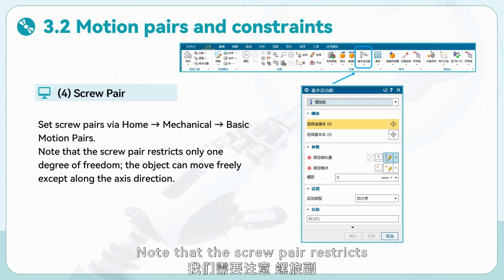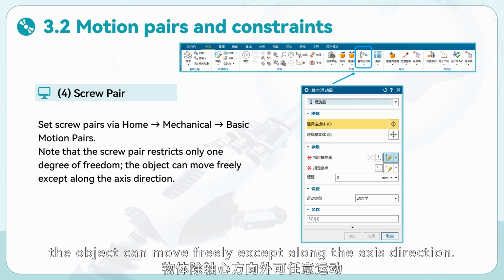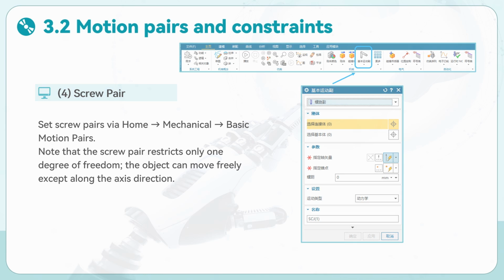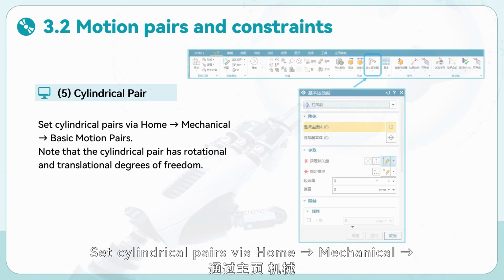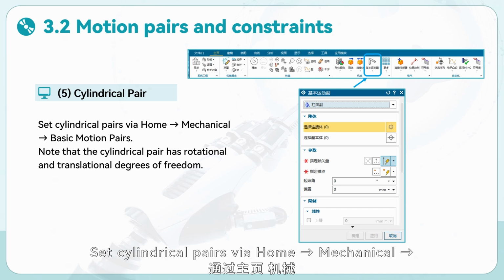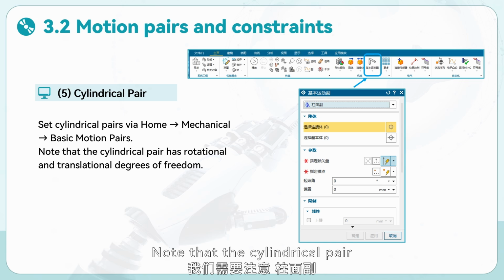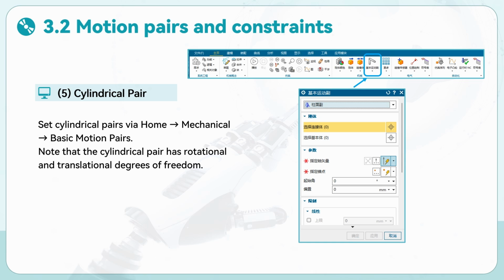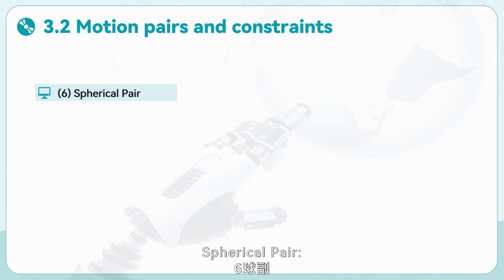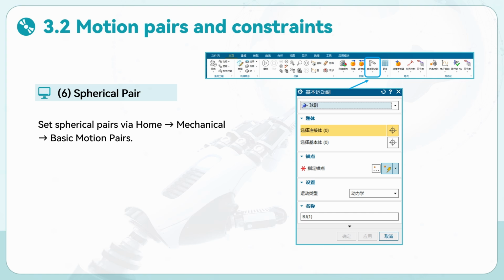Note that the screw pair restricts only 1 degree of freedom. The object can move freely except along the axis direction. 5. Cylindrical pair. Set cylindrical pairs via Home, Mechanical, Basic motion pairs. Note that the cylindrical pair has rotational and translational degrees of freedom. Spherical pair. Set spherical pairs via Home, Mechanical, Basic motion pairs.